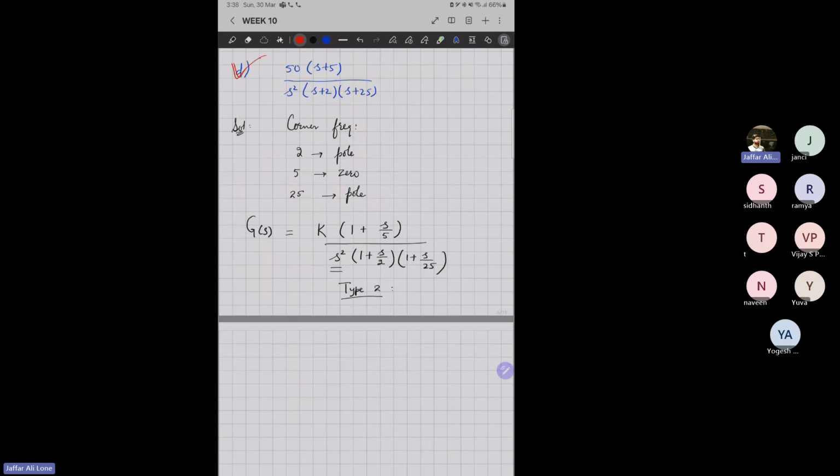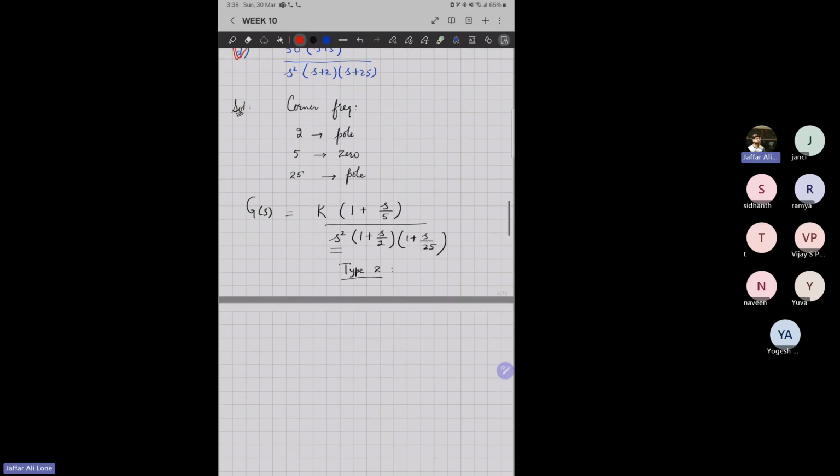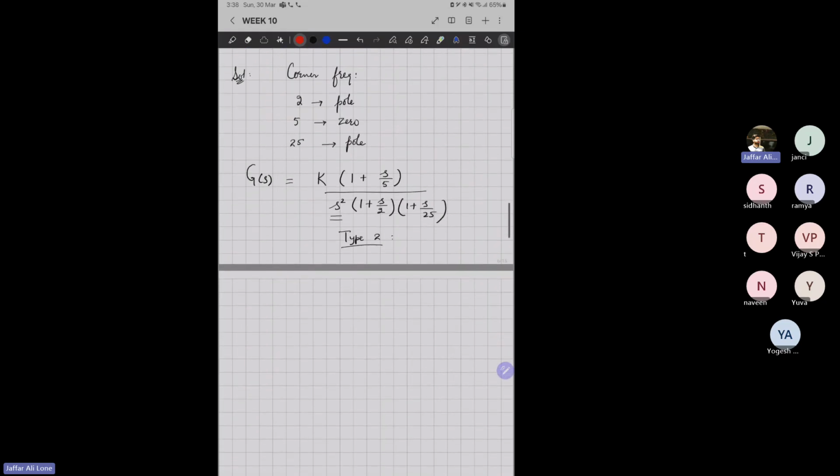So let me give the complete solution. Not everybody has solved it, but again, it's very simple. First step is to find the corner frequencies. Then you have to identify whether these corner frequencies are poles or zeros. So once identified, you can easily write the time constant transfer function. And after that, find the value of k. And the value of k depends on the type of system. So here the type is 2.